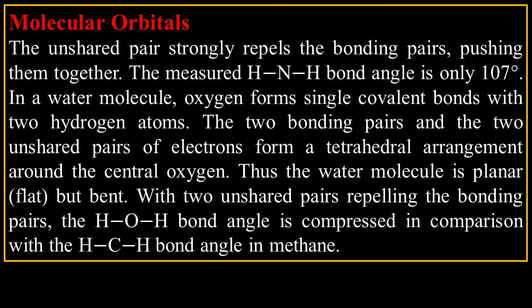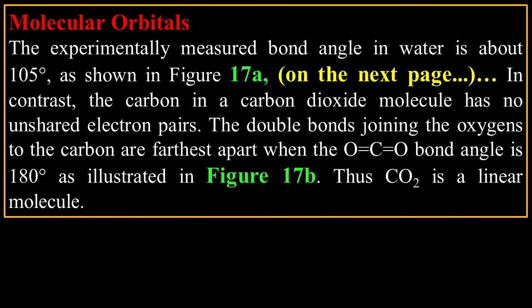In a water molecule, oxygen forms single covalent bonds with 2 hydrogen atoms. The 2 bonding pairs and the 2 unshared pairs of electrons form a tetrahedral arrangement around the central oxygen. Thus, the water molecule is planar, flat, but bent, with 2 unshared pairs repelling the bonding pairs. The HOH bond angle is compressed in comparison with the HCH bond angle in methane. So it gets kind of complicated.